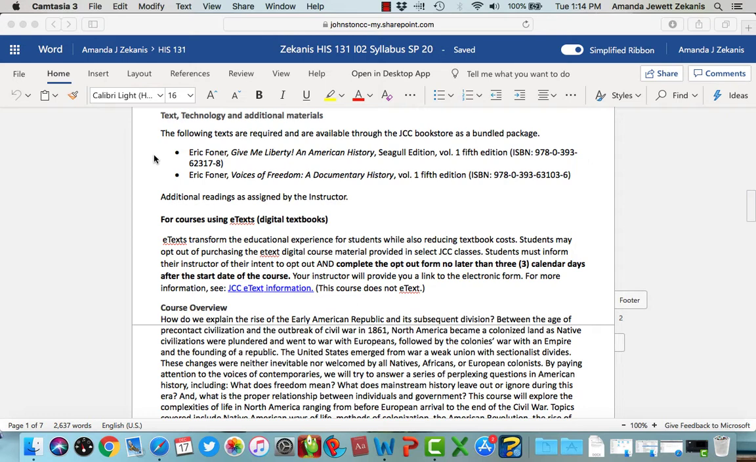The second book is a document reader. It's a book full of primary documents. It's called Voices of Freedom, A Documentary History. It is also Volume 1, 5th edition, and its ISBN is right there. And primary documents are first-hand accounts, things written by people who lived through the experience. So we have things from John Smith, we have things from Frederick Douglass, we have all kinds of stuff written by people who lived during that period, Angelina Grimke, like all kinds of folks. And if you don't know who some of these people are, you are going to find out.